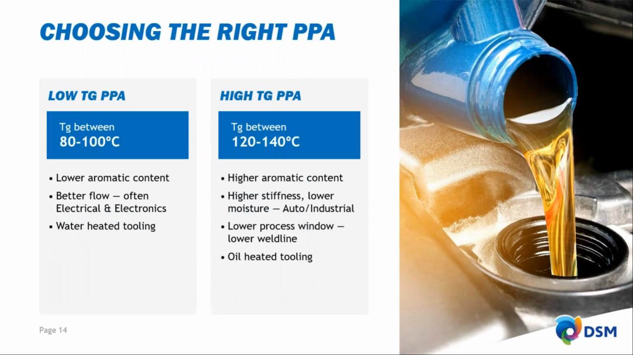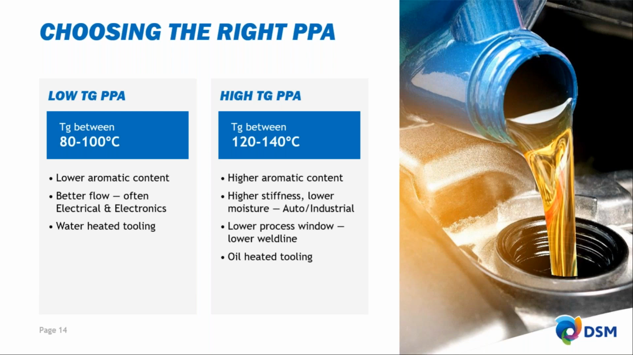So choosing the right PPA for the application, when we talk about low Tg PPAs, glass transition temperature below 100 degrees C, that has typically lower aromatic content. However, it does give better flow for some of the electrical and electronic components that we supply into. And it has the ability to use water heated tooling, so not a need for either high pressure water or even oil heated tooling for that matter.